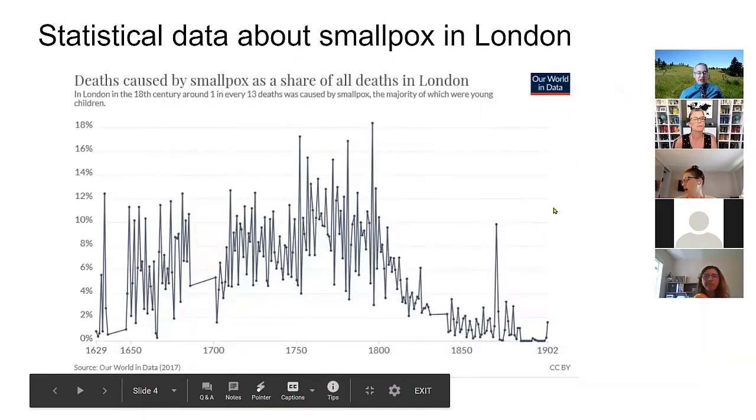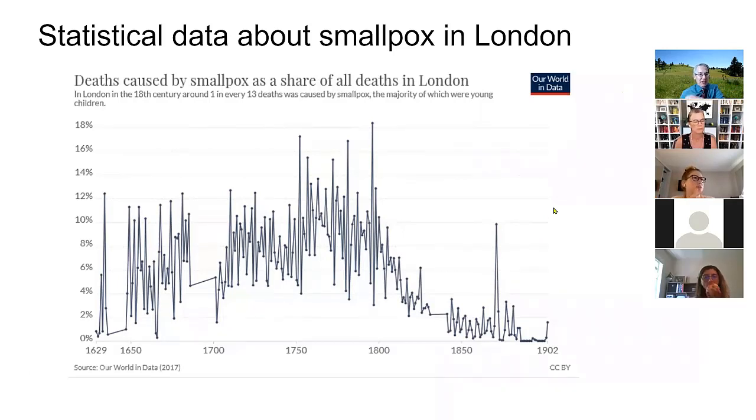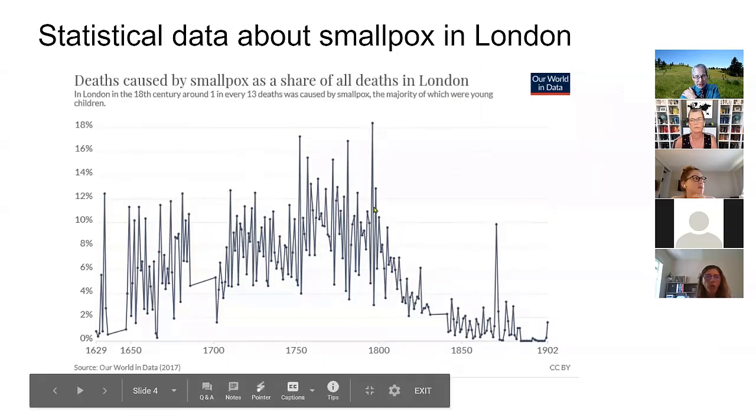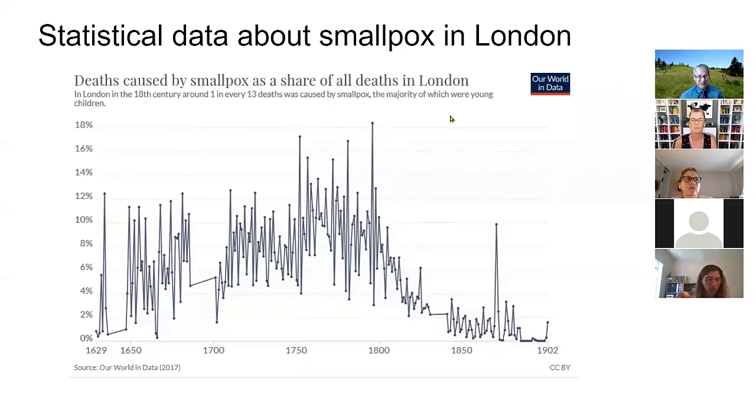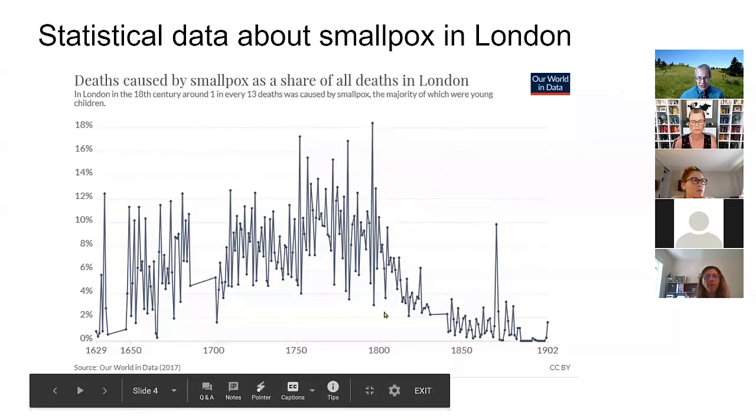So I said on the first slide, smallpox was a deadly disease. And this is historical data from London. In the 18th century, that's this period right here in the middle, 1 in every 13 deaths was caused by smallpox. Majority were children. The vaccine appears right here at the end of the 18th century, right around 1800. So you can see there's an effect here in London.